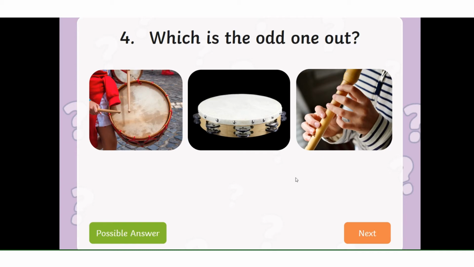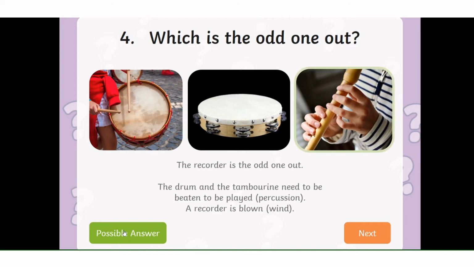I think I'm going to choose the recorder because you blow air into the recorder and you don't blow air onto the tambourine or the drum. What did you say? I wonder if anybody chose this one because nobody's playing this instrument right now. Somebody's playing the drum and somebody's playing the recorder. Let's see. What did they say? They chose the recorder. The drum and the tambourine need to be beaten to be played. So they are percussion instruments, and a recorder is blown, so that is a wind instrument.